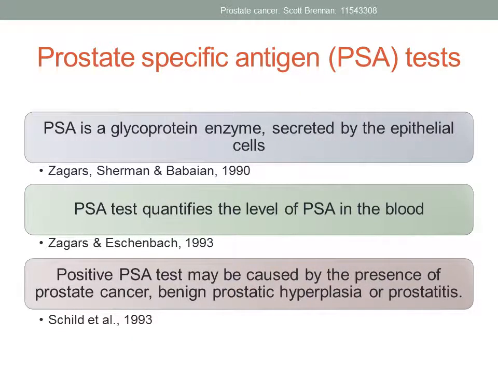The prostate-specific antigen, which will be referred to as PSA, is a glycoprotein enzyme which is secreted by the epithelial cells of the prostate gland. A PSA test quantifies the level of PSA in the blood and has been established as a marker specific for prostate epithelium. A positive PSA test only indicates the possible presence of prostate cancer, as elevated PSA levels can also be the result of other prostate conditions such as benign prostatic hyperplasia and prostatitis. There is little evidence to suggest that either of these conditions will lead to prostate cancer.